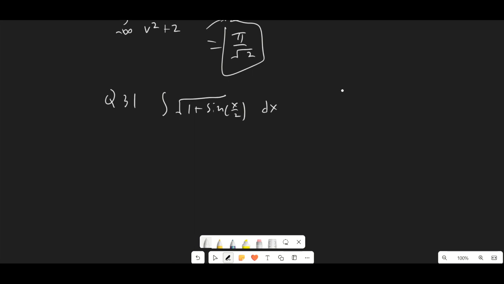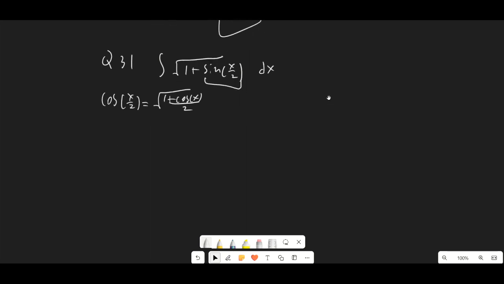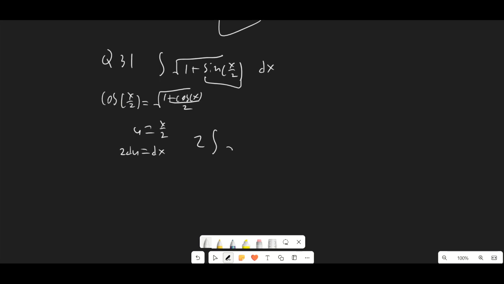So essentially what we want to use here is that cosine of x over 2 equals the square root of 1 plus cosine x, all over 2. So we want this to be cosine x, right? So the first thing we're going to do is u equals x over 2, which means that 2 du equals dx. This is an indefinite integral, right? Let me just make sure. Yeah, indefinite. So we're going to end up with 2 times the integral of the square root of 1 plus sine u.